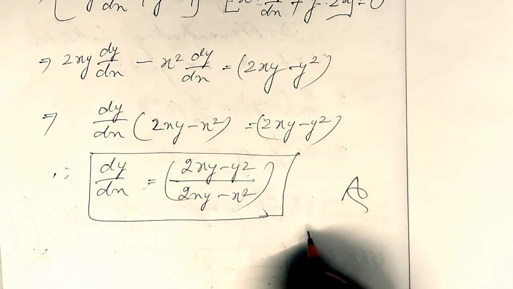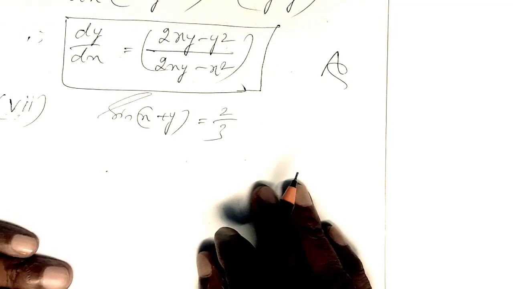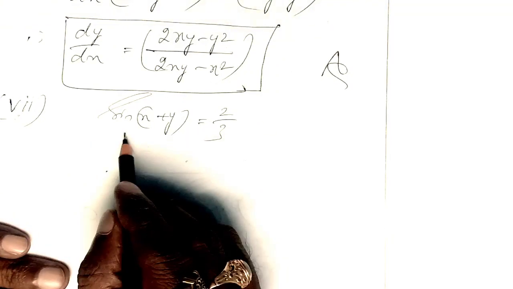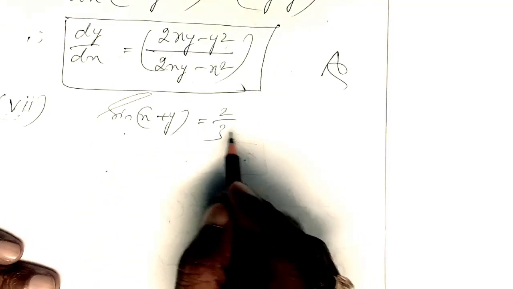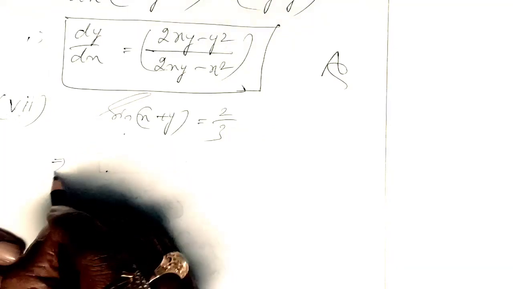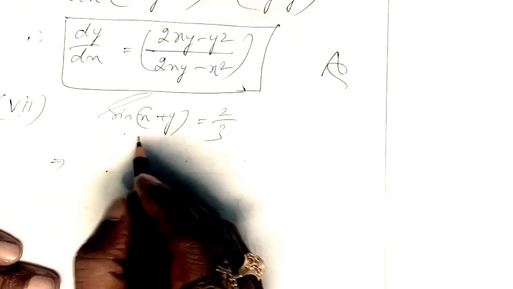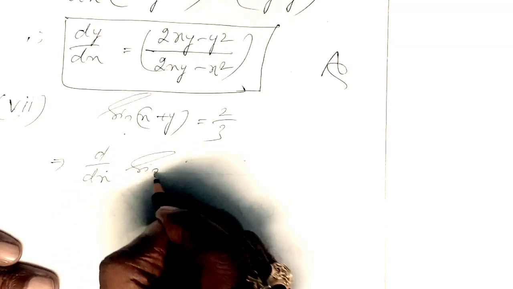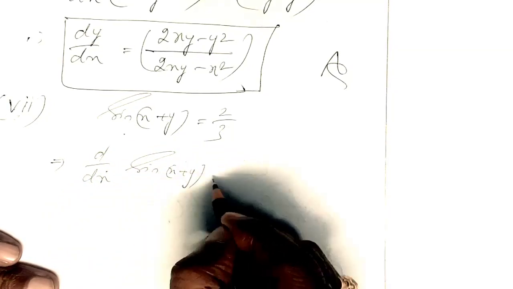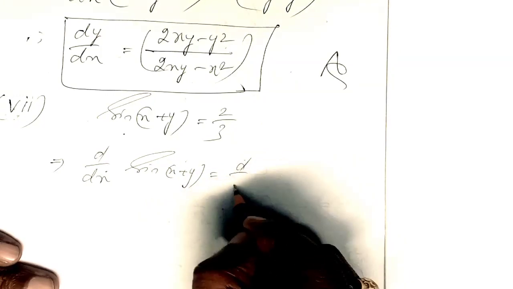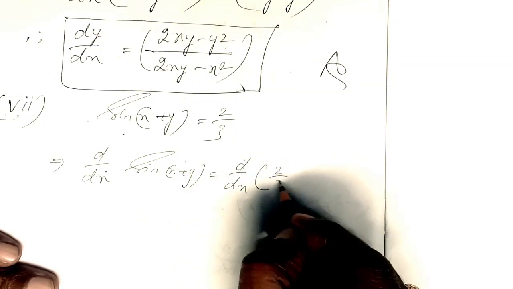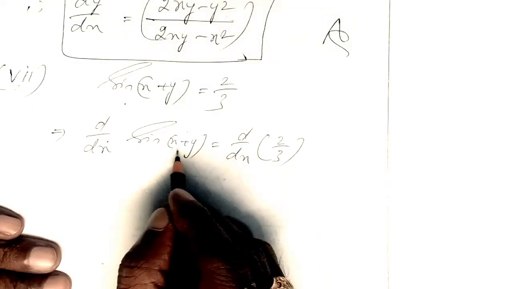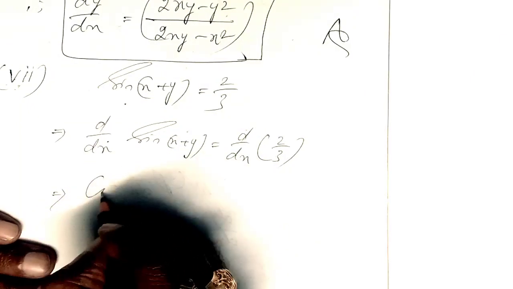Okay, just see. I am doing the question number 7th part. sin of x plus y equal to how much is given? 2 by 3. And you have to find the derivative. Differentiating both sides with respect to x. d by dx of sin of x plus y, the result will be d by dx of 2 by 3. The derivative of sin is how much? Cos. Means you have to write cos of x plus y.